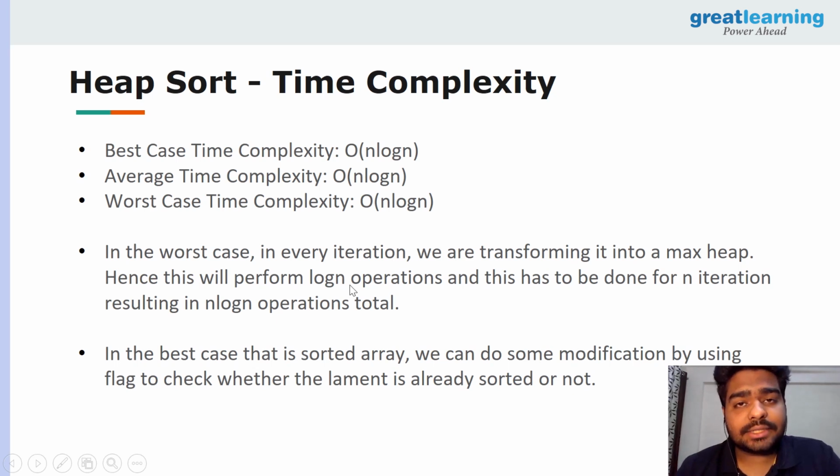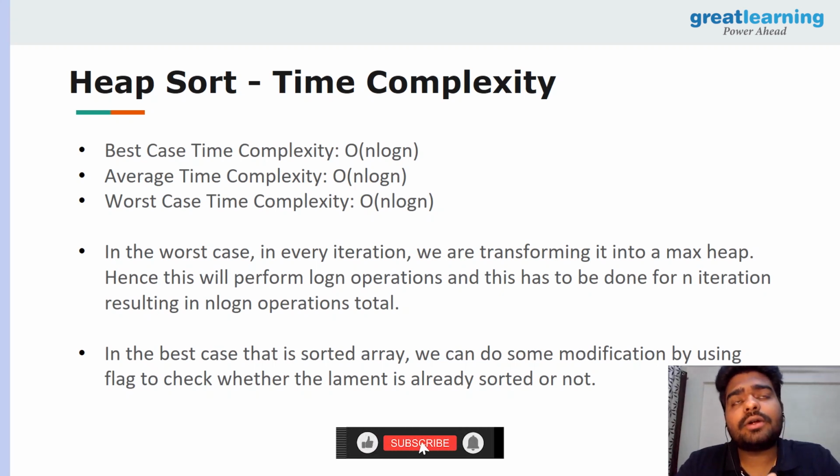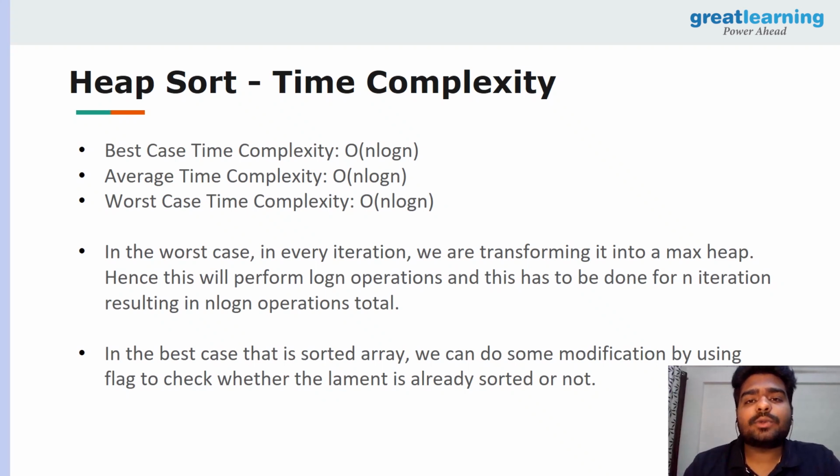Now let's see in the best case what will happen. In the best case, it is already a sorted array, right? We can do some modifications by using a flag to check whether the element is already sorted or not. So suppose the elements you are getting are kind of sorted, only one particular element you need to shift, or you need to shift those elements. So in the best case, whether it's already sorted or not sorted, we are not complicating it, or we are not spending much time on that. We will just create a max heap and sort it. That's why the best case will also be n log n.